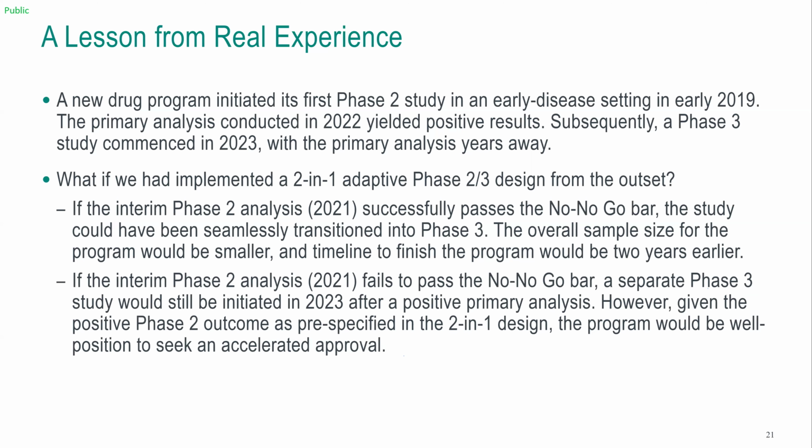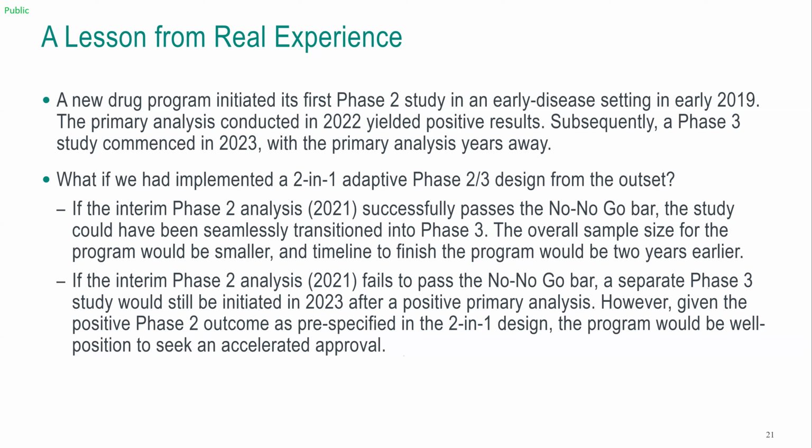If the interim phase 2 analysis fails to pass the go-no-go bar, as we have already learned, the bar doesn't guarantee, because when you set the bar, you have other considerations. And in addition, it could also be that the drug effect is not fully realized at the interim analysis, which you wouldn't know. But anyway, in this case, a separate phase 3 study would still be initiated in 2023 after positive final analysis of this phase 2.